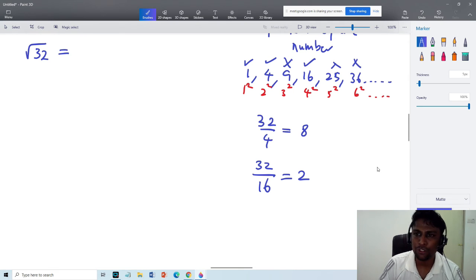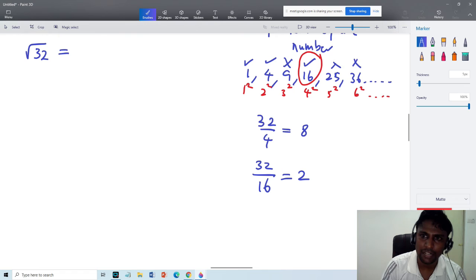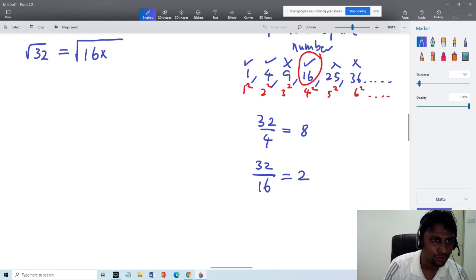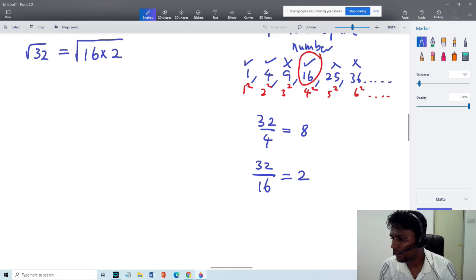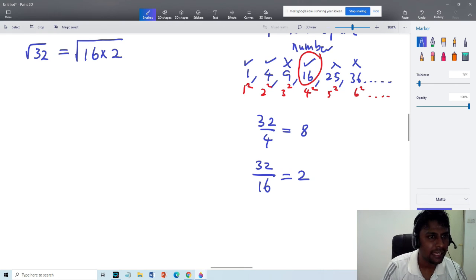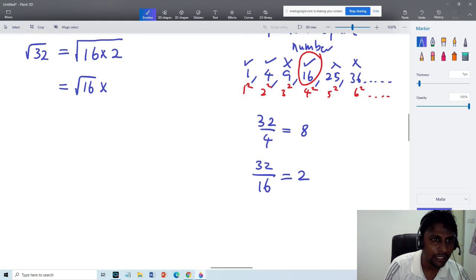The number that I'm going to choose here is 16, because we must go for the largest number. So when I choose 16, I'm going to write square root. I'll write 16 because 32 can be divided by 16. So 16 times what gives you 32? 16 times 2, right? So here what you can do is break them into square root 16 and then square root 2.